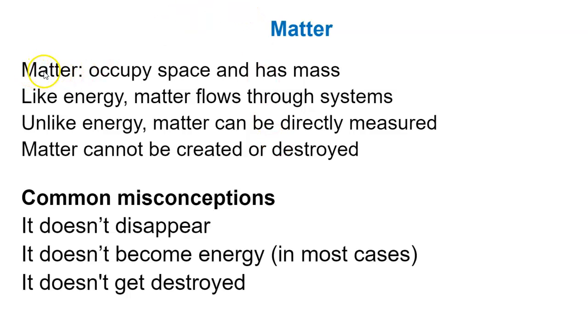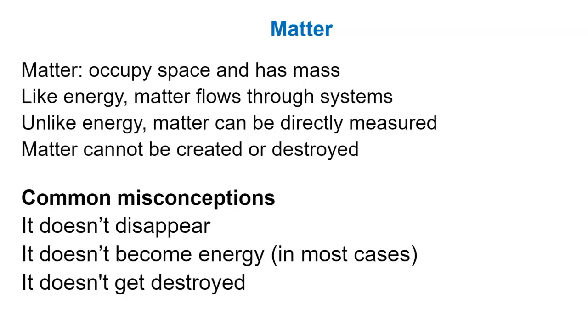A few other notes about matter. Matter occupies space and has mass. Like energy, matter flows through systems. Unlike energy, matter can be directly measured. If you remember your calorimetry experiment, you were not able to measure heat directly. Instead, you measured how much energy affected the water. So you measured the water; you were not able to measure the heat directly. That is not the case with matter. Matter, we measure directly.